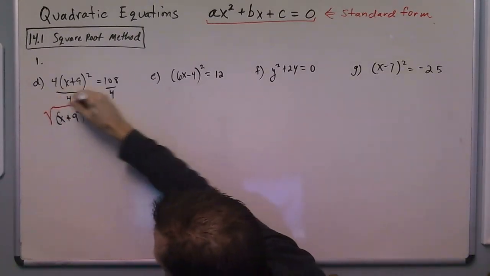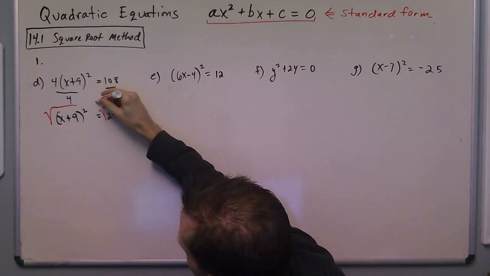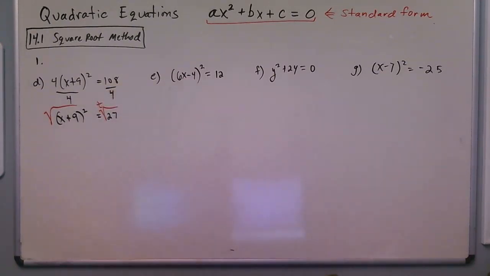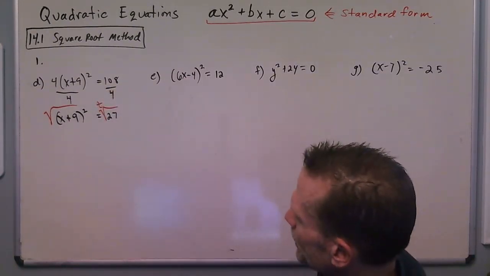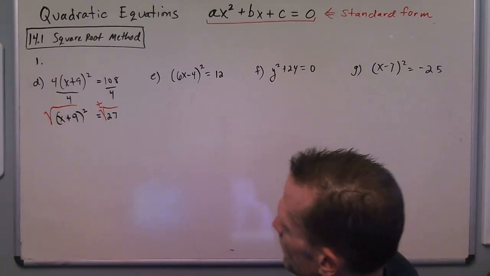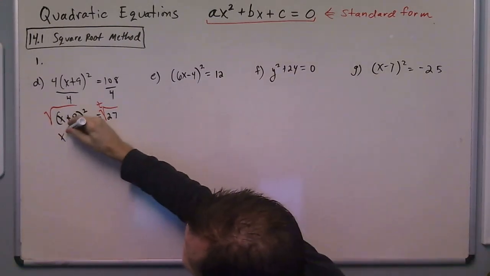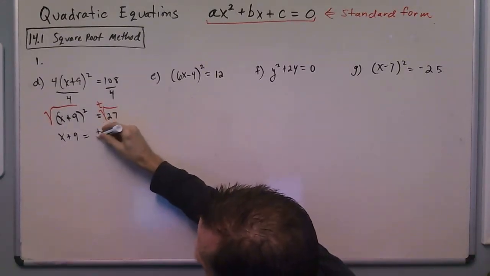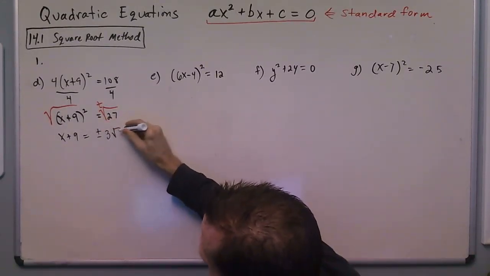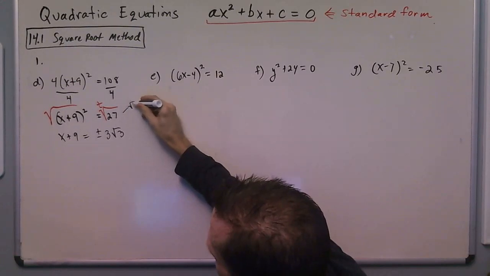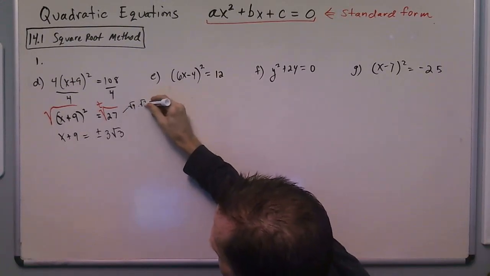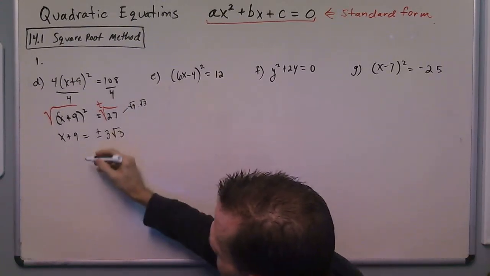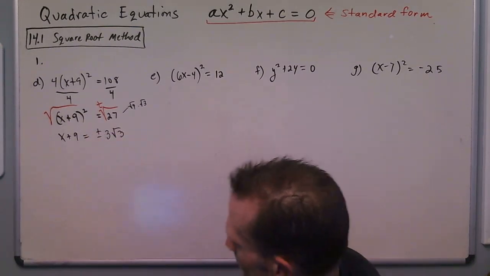Okay. Then what I'm going to do is take the square root of both sides. I'll take the square root of this side, and take the square root of this side, remembering the plus or minus here. Then I'll get x plus 9 equals plus or minus 3 radical 3. Remember, this can break into radical 9 times radical 3. So we want to simplify that. And then I'm going to subtract 9 from both sides.